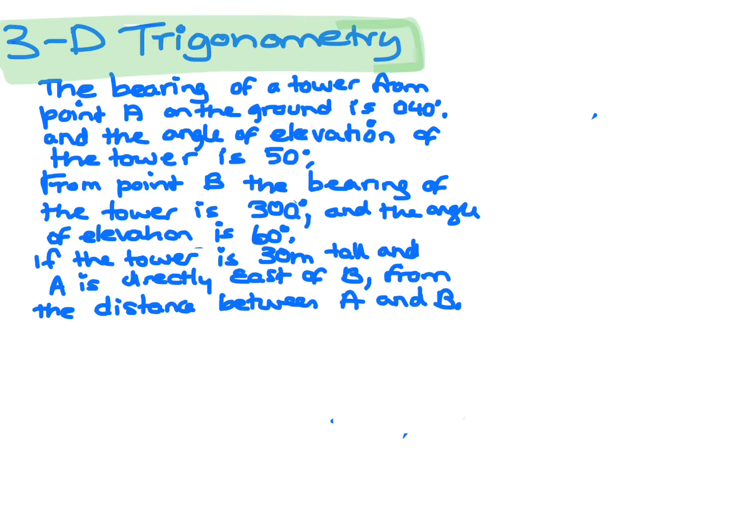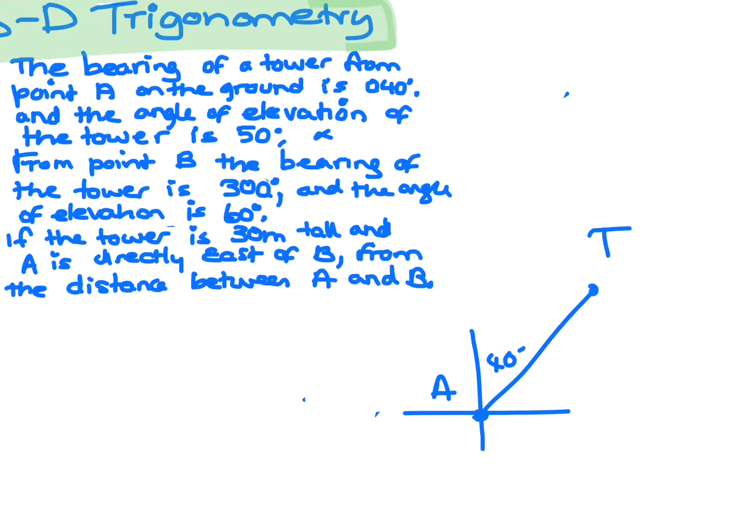Okay, just looking at this question, we're going to do another 3D trig bearing question. The bearing of a tower from a point A, and A is on the ground, is 40 degrees. So if this is A and the tower is out there, that would be 40. Now I'm going to leave the angle of elevation and do from point B, the bearing of the tower is 300. So if the bearing is 300, you'd have to draw B somewhere out here.